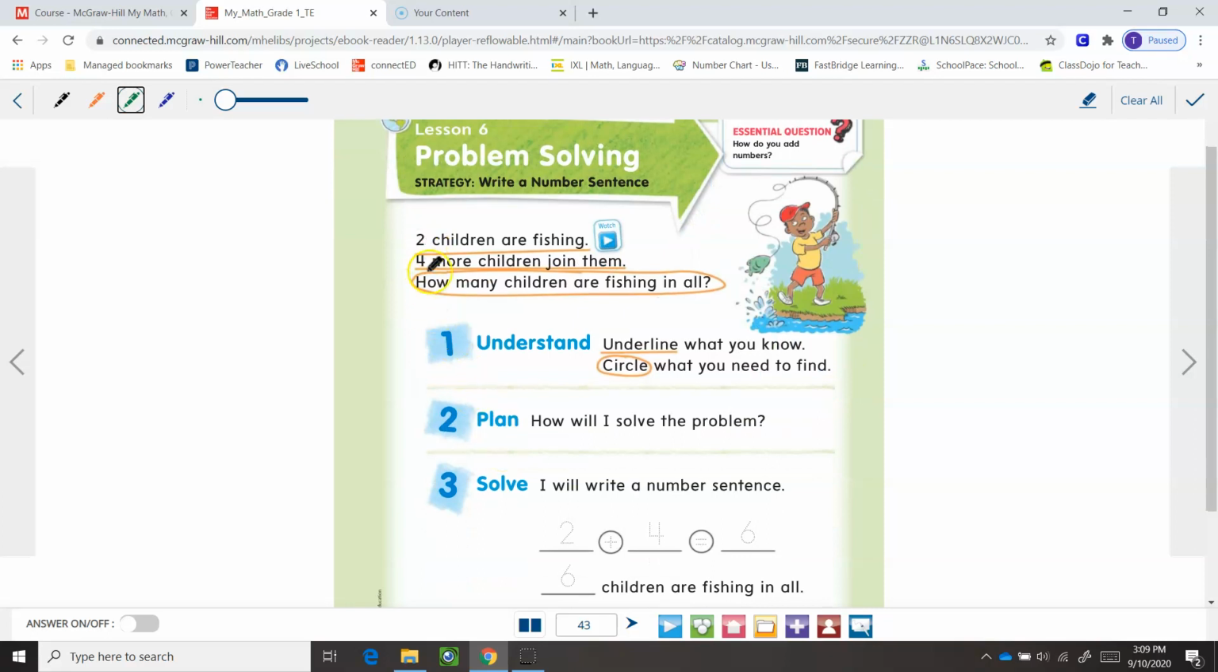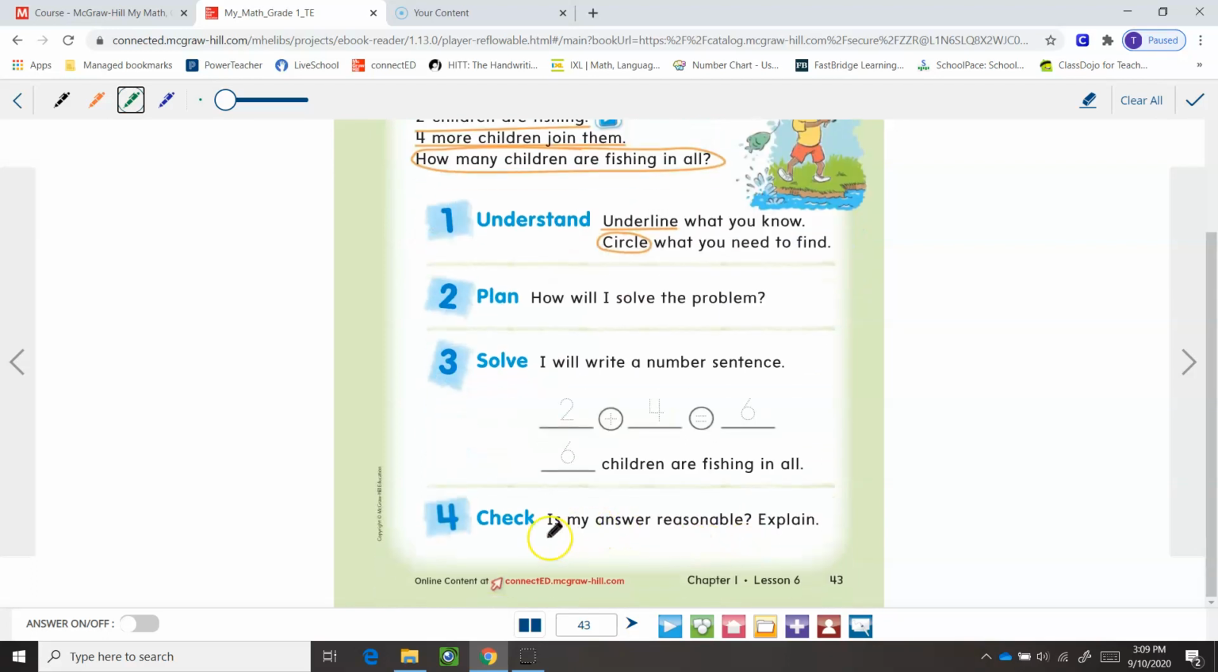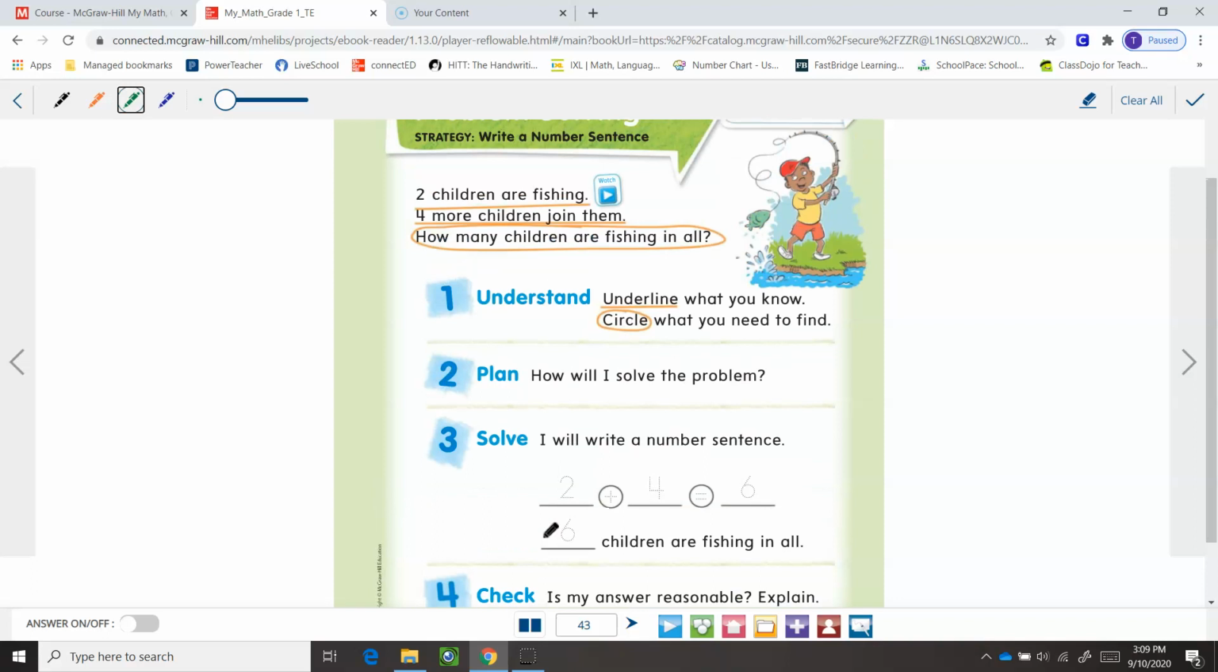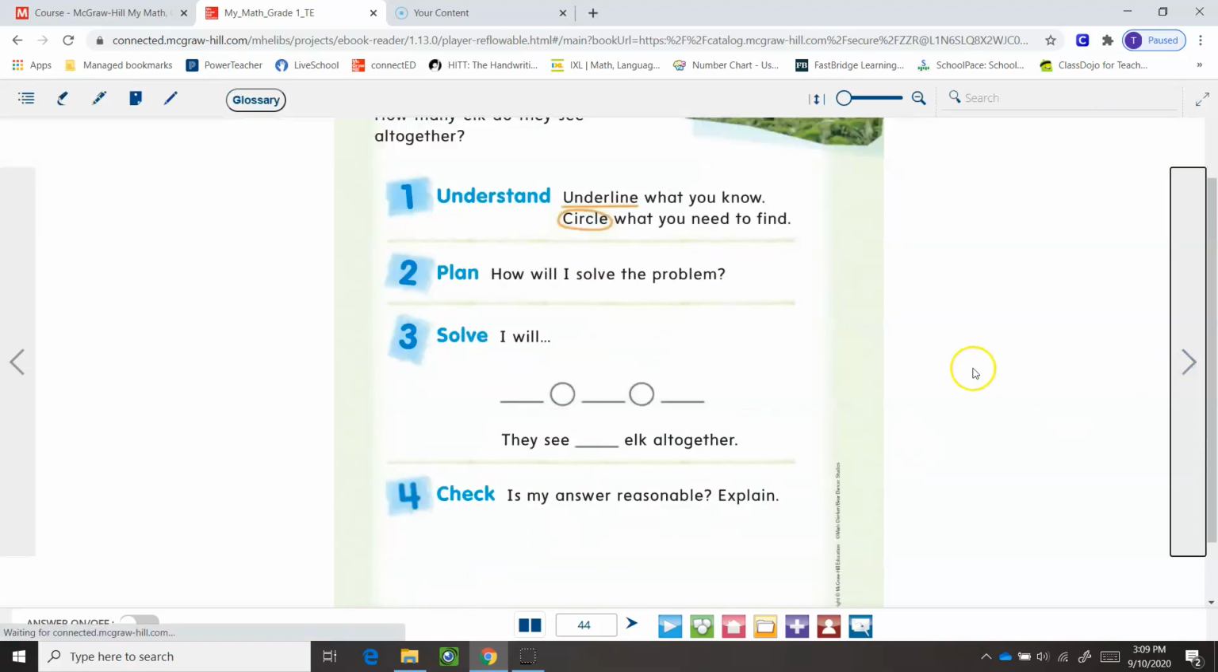So when I look, I know I had 2 children plus 4 more children join them equals 6 children in all fishing. And then I can always check and ask myself, does that make sense? Is that a reasonable answer? So if there were 2 children fishing and 4 more join them, 6 does make sense. So let's practice one together.